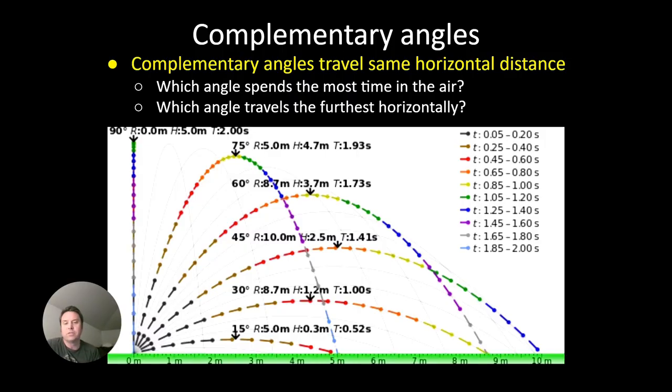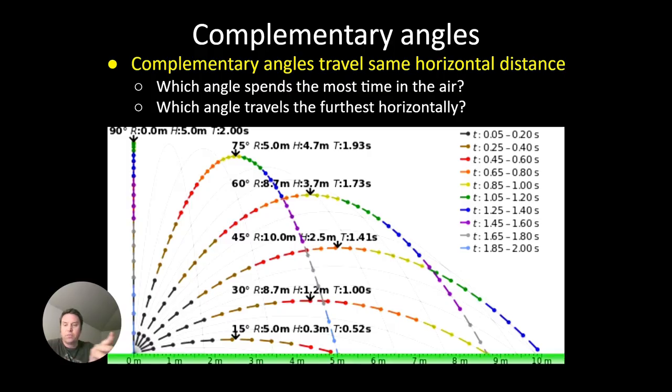Time-wise, though, the 15-degree one's in the air for 0.52 seconds, and the 75-degree one's in the air for 1.93 seconds. So even though the 75-degree one's moving forward slower, it has more time to cover that ground. And then, which angle spends the most time in the air? You would think it's the one that goes the furthest.